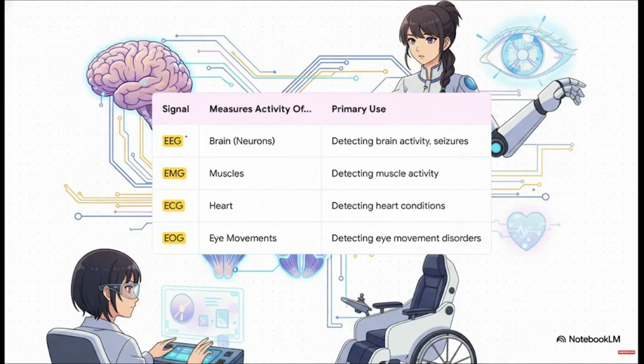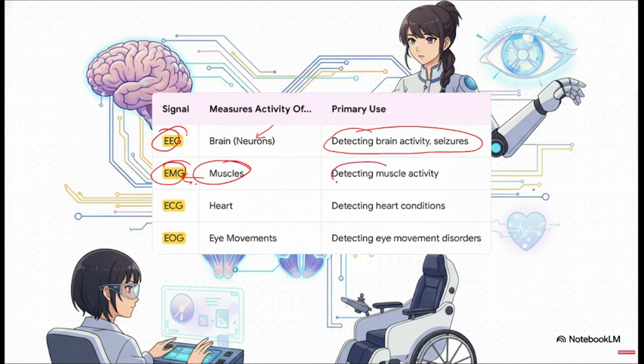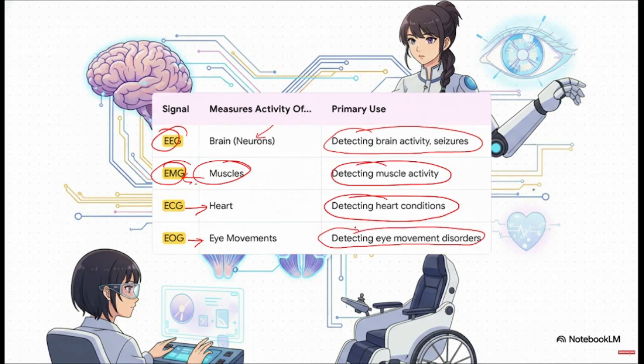If you look into the EEG, these are basically generated from the brain, specifically from the neurons of the brain. Primary use: detecting brain activity, seizures, etc. For EMG, we have muscles. EMG is generated from the muscles, and we use it to detect muscle activity. For ECG, it is generated from the heart, and we use it for detecting heart conditions. We can find out the heart rate and other things. Then we have EOG. It is generated by eye movements, and it helps us in detecting eye movement disorders.